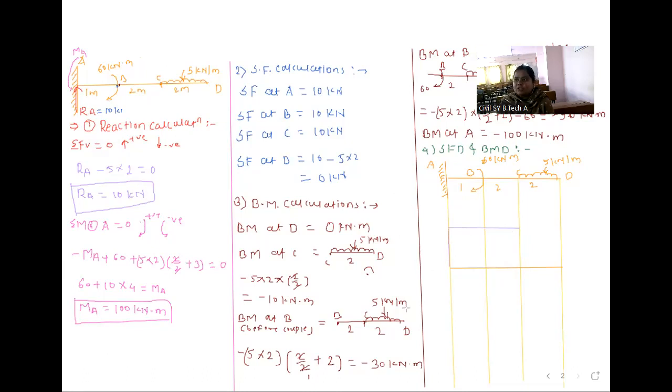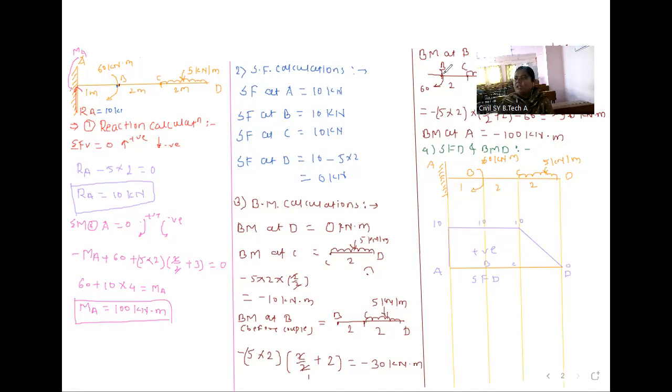After that, shear force at D is equal to zero. So we have to connect this by an inclined straight line. So this is our shear force diagram, and the whole diagram is positive. This is point A, this is B, this is C, and this is D. This value is 10, here also 10, here 10, and here 0. So this is the shear force diagram.